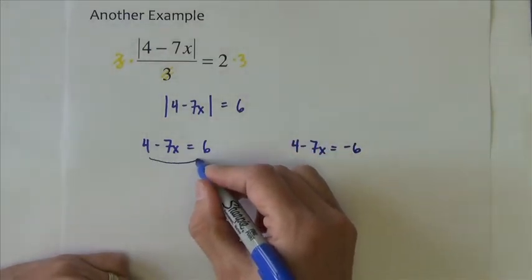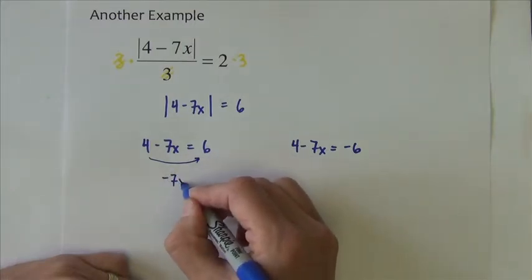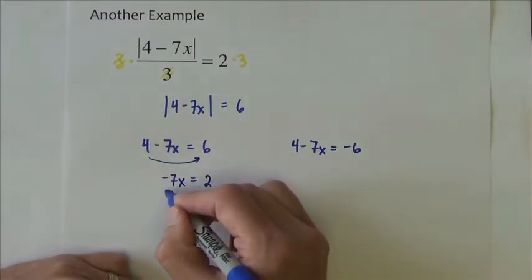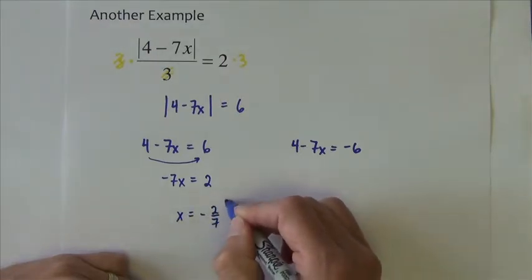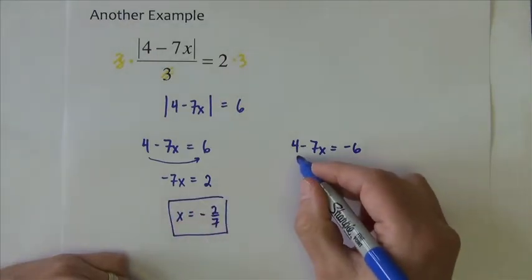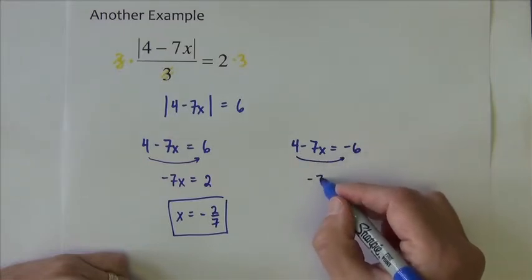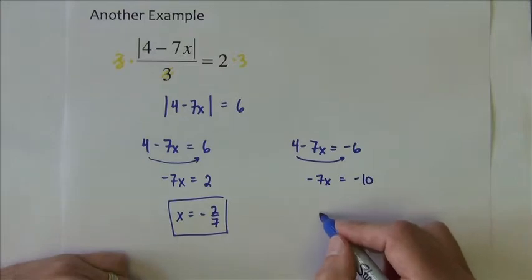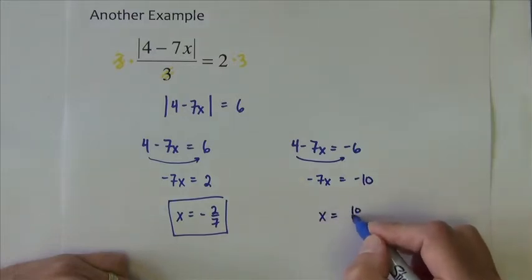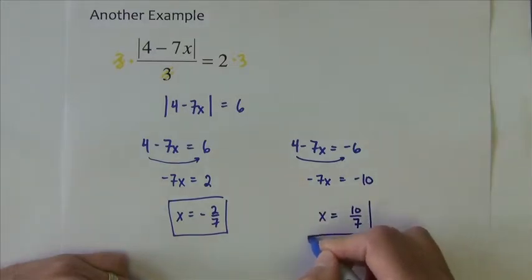We're going to minus 4, so negative 7x equals 2. Divide by negative 7, we get negative 2/7. Here we minus 4. Get negative 7x equals negative 10. Divide by negative 7, we get positive 10/7.